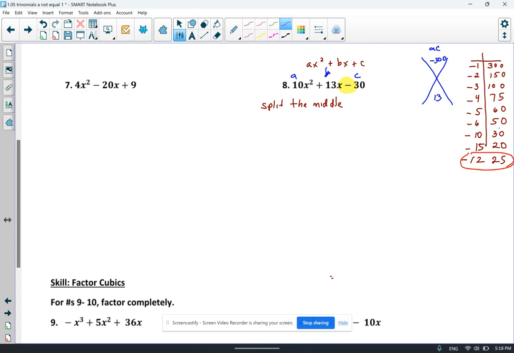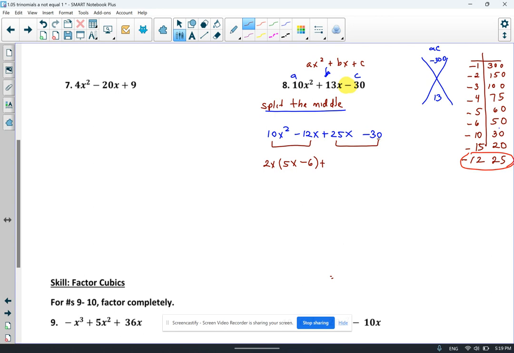So where do I go from here? So we're going to split the middle. We're going to rewrite that first term, rewrite that last term, and I'm going to take that 13x and split it into negative 12x plus 25x. Just like I mentioned before, this is still going to add to the positive 13x. We're just going to spread it out and then use a grouping technique. So we're going to group the first two terms and the last two terms. What's in common to the first two terms is a 2x. 10x squared divided by 2x is 5x. Negative 12x divided by 2x is negative 6.